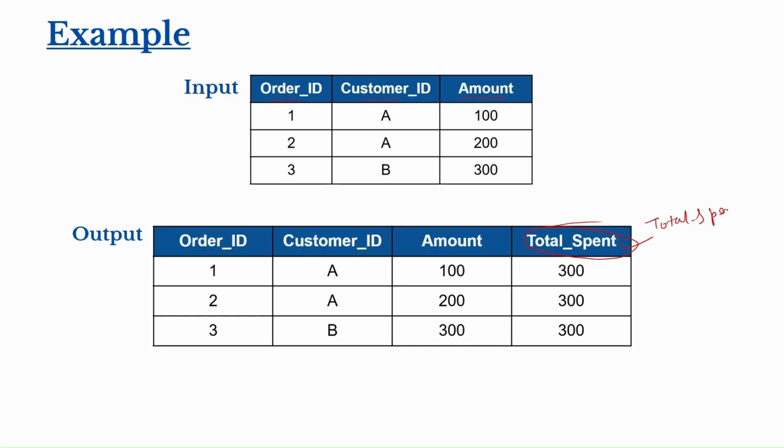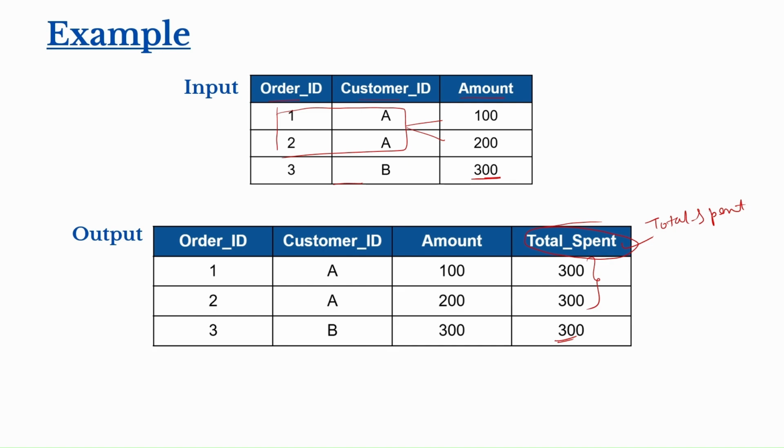As you can see from the table, customer A has placed two orders, of amounts 100 and 200, and the total shows as 300 in both rows. Customer B has placed just one order with the amount 300, so their total is also 300. I hope you're clear with the basic idea of what window functions are and how they work.